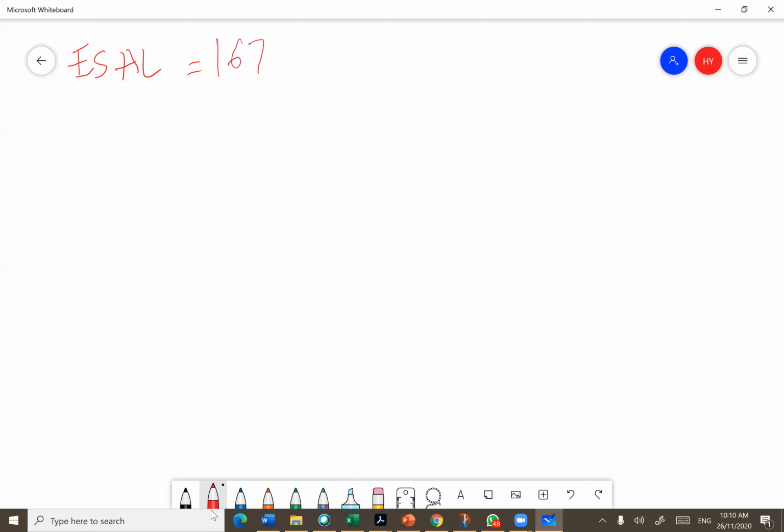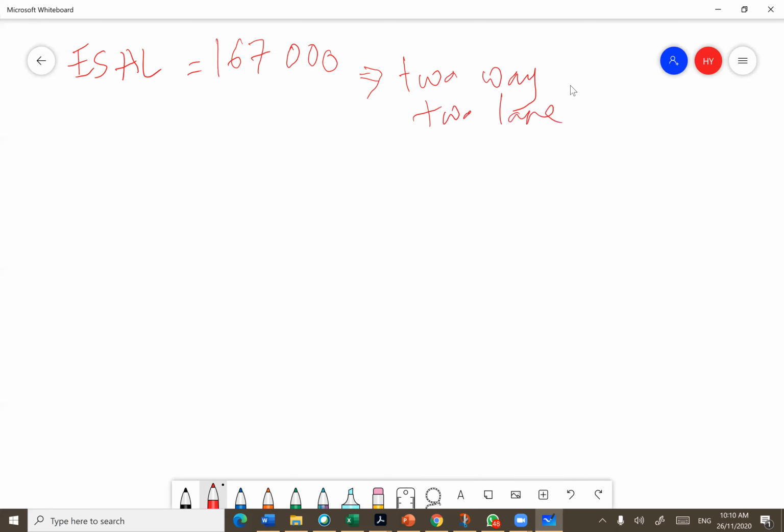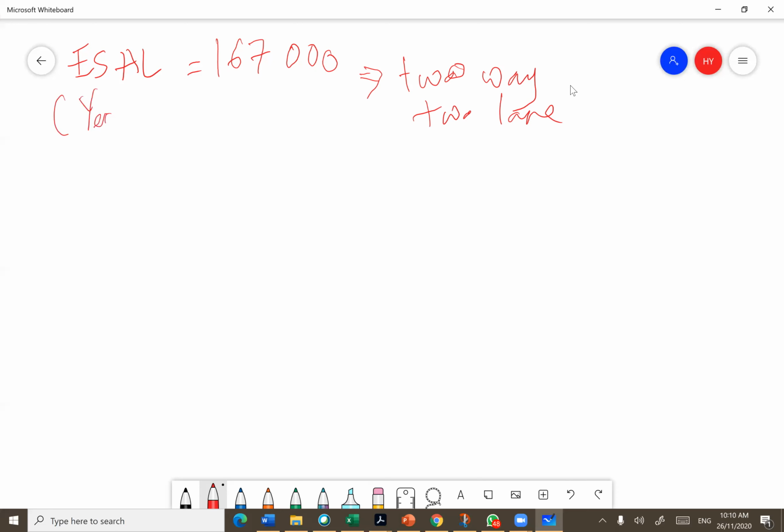167,000. One more zero. Okay, 167,000. So this ESAL is for what? For one per lane per year. What? For two-way, two-lane. Two-way and two-lane. All right. What else? This ESAL is for year 1.